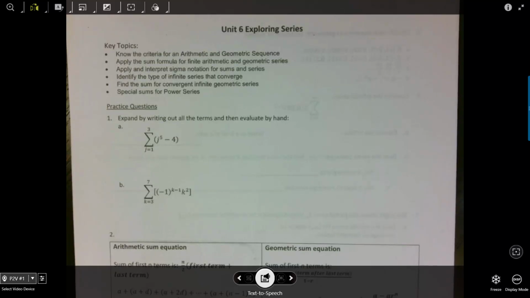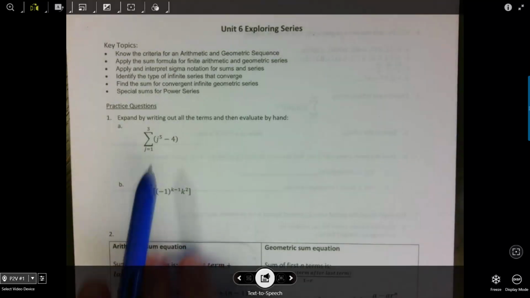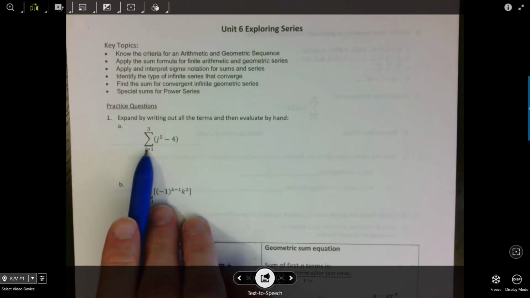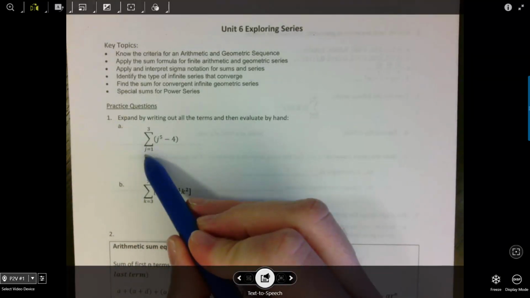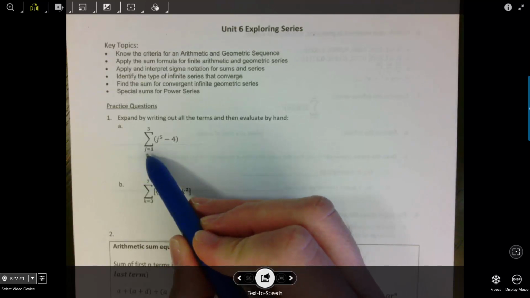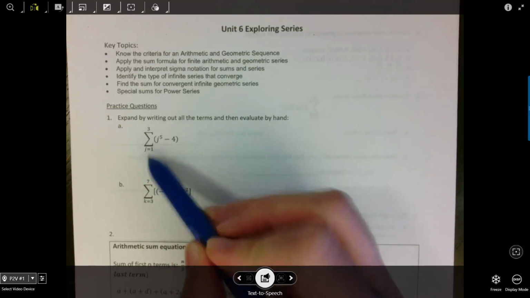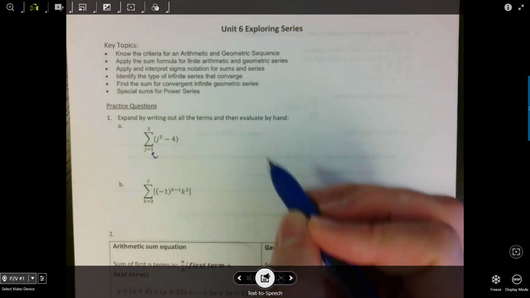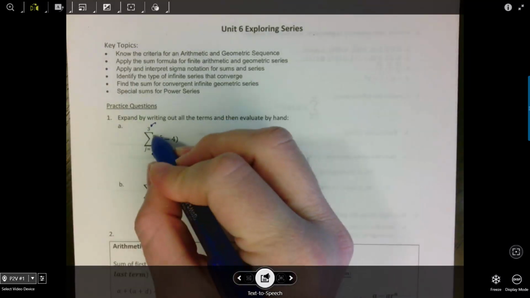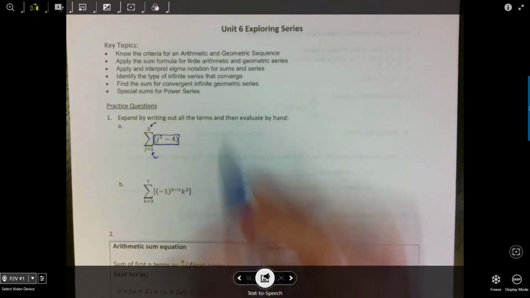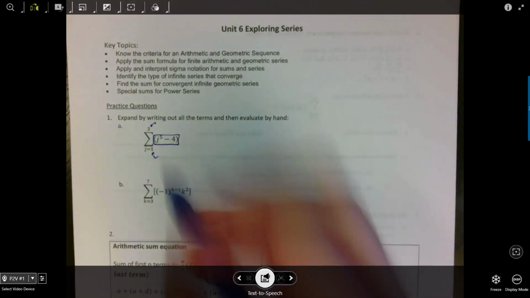Unit 6. Let's do a little review of sigma notation here. When you see a sigma like that, it is identifying a sum. This variable, the dummy variable or the index, ranges starting from the lower value as the starting value to the upper value as the ending value. And this expression in here is a definition for what each term in the sum equals.